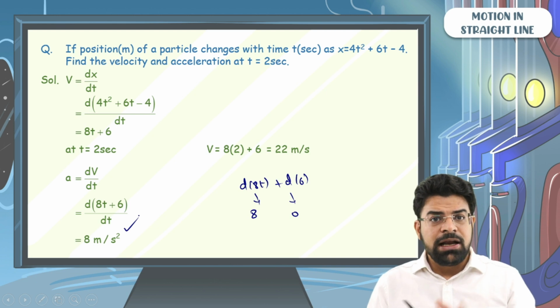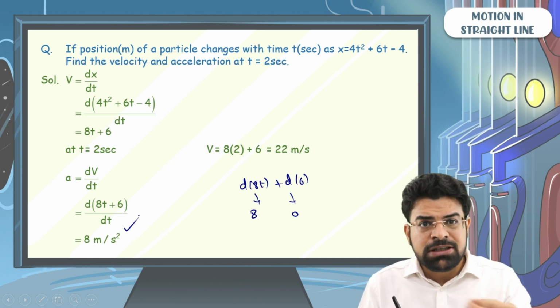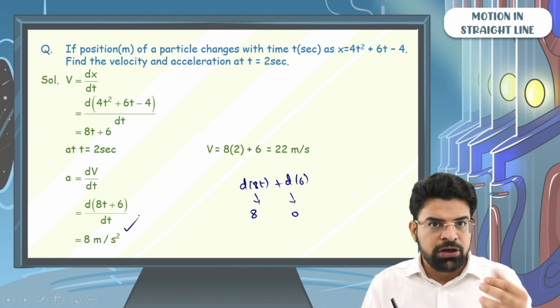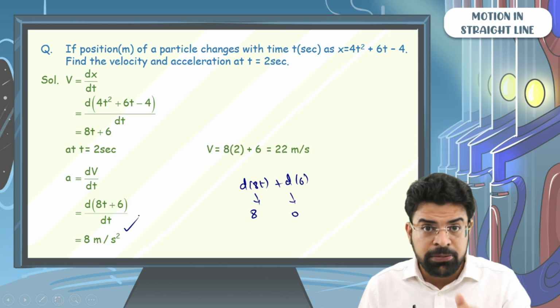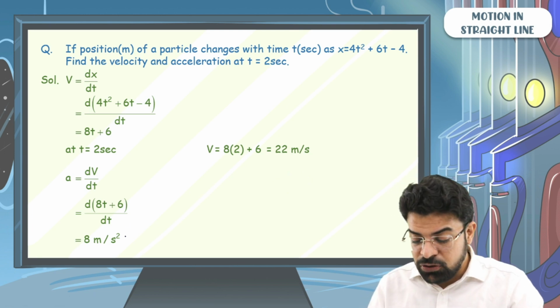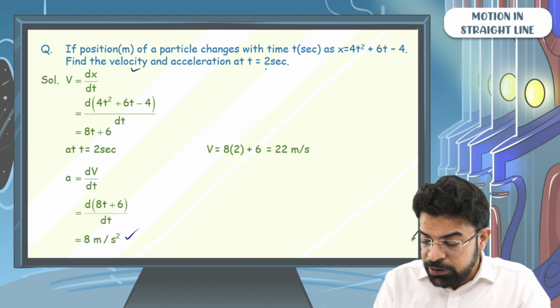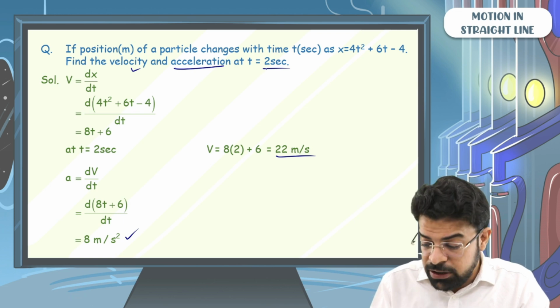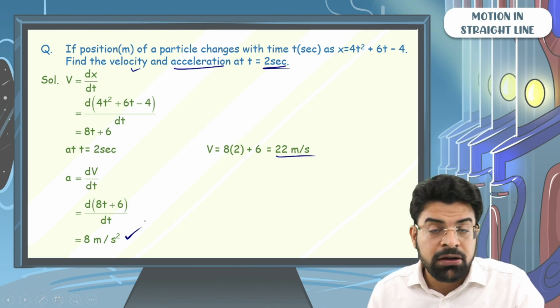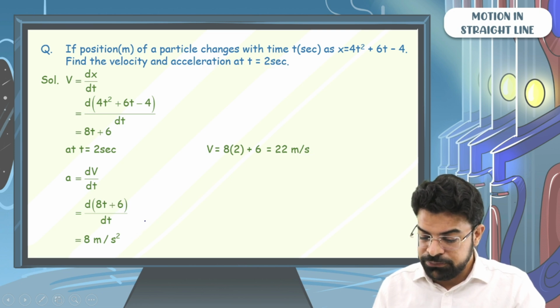You can see here acceleration came out to be 8 meter per second square. It's a constant. So what is the acceleration at time equals 0? 8 meter per second square. At time equals 1, 8 meter per second square. At time equals 2, 8 meter per second square. So the acceleration is constant at all times. So we can say the velocity at time equals 2 is 22 meter per second, and the acceleration at time equals 2 is 8 meter per second square. Okay. Let's see the next example.